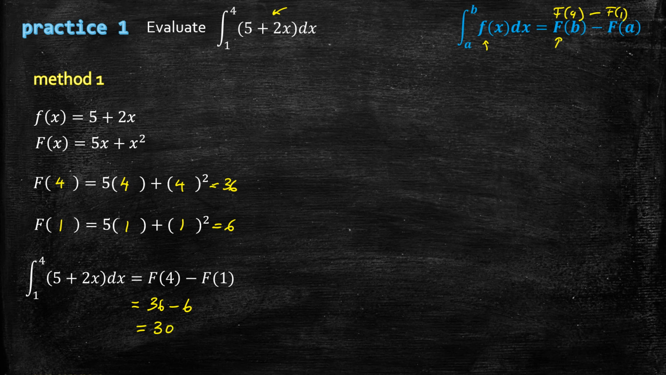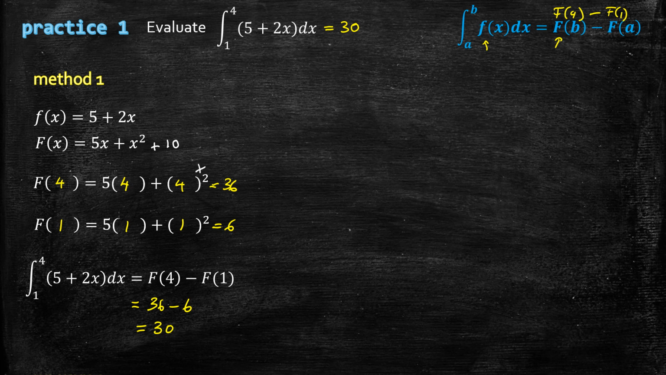So that is apparently the answer to this integral sign. Now, you might wonder, it is possible that when we do antiderivatives, I mean, 5x plus x squared is indeed an antiderivative. So is 5x plus x squared plus any constant, like 10. So what if we had added 10 to each of these?